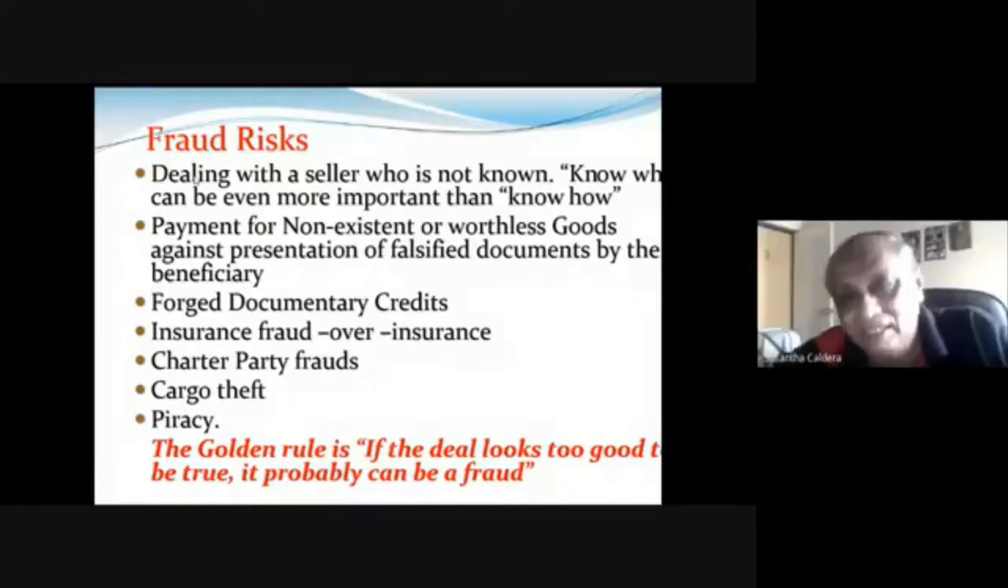No. සල්ලි ගෙවන්න ඕන. We have nothing to do with goods. Article 4, 5, මතකනේ? We have nothing to do with goods. We are only dealing with documents. Documents perfect. All forged documents.